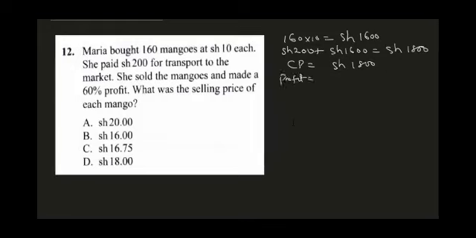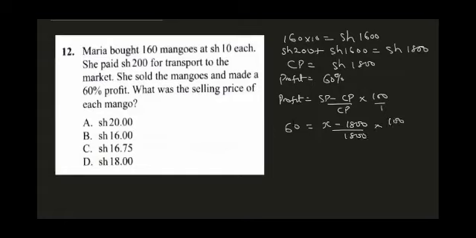Now, her profit is equal to what? Profit is 60%. Okay? And you know that the formula is profit is equal to what? Selling price minus cost price over cost price times 100 over 1. That's the profit in percentage. So this will be 60% is equal to our selling price, which we don't know, so we'll call it X, minus our cost price, 1,800, all over 1,800 times 100 over 1.